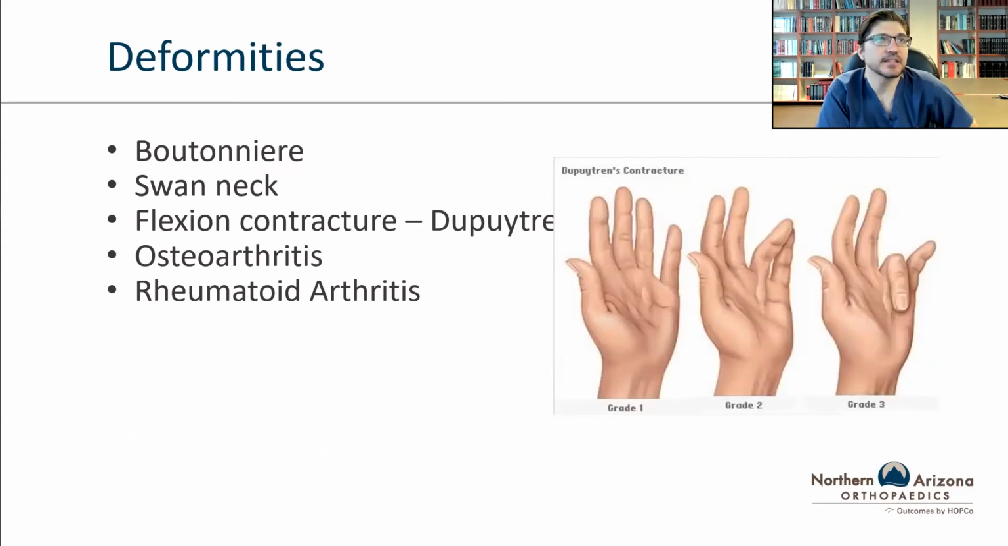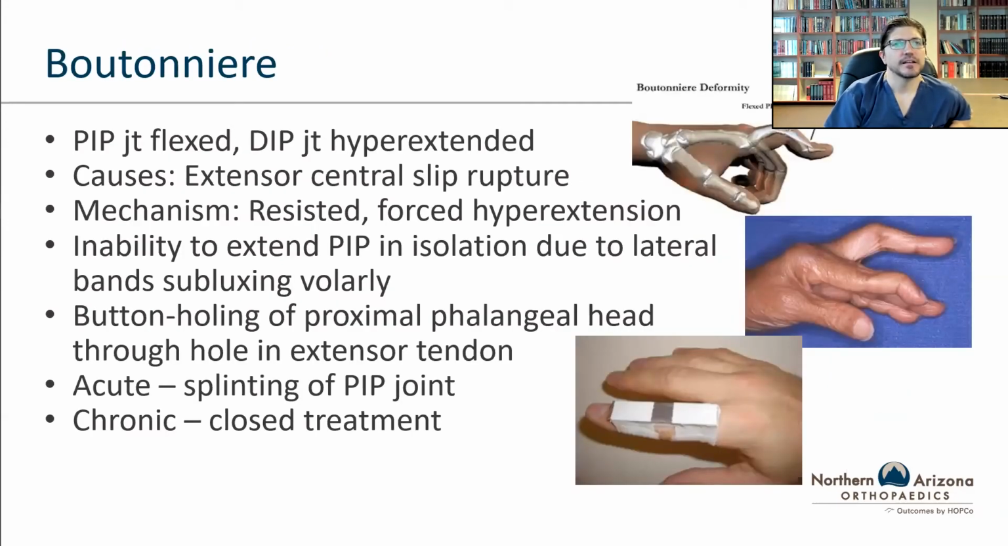In terms of deformities of the hands that we can see, these can be in the form of a boutonniere or swan neck, which we'll discuss, flexion contractures, which is very common, and that's called Dupuytren's contracture, osteoarthritis, as well as rheumatoid arthritis. A boutonniere deformity is shown in the picture and cartoon on the right. And this happens when the PIP joint, or proximal interphalangeal joint of the finger, becomes flexed down, and the distal joint, or the distal interphalangeal joint, becomes extended.